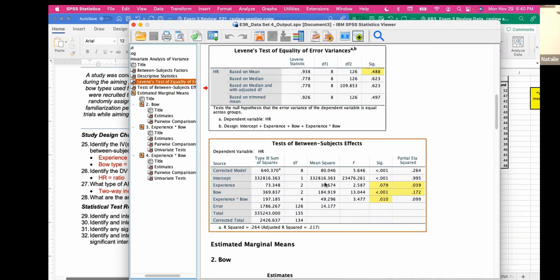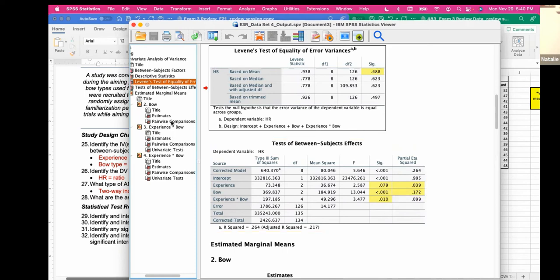And then our test of between subjects effects table gives us the p-values for our main effect of experience, which is not significant. Our main effect for the bow type, which is significant, and the interaction effect between experience and bow type, which is also significant. So in my copy, I deleted the pairwise comparisons for experience because it wasn't significant, so we don't need to look at those post hoc tests.